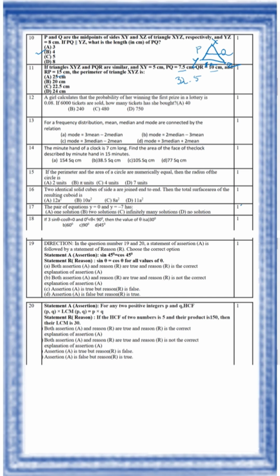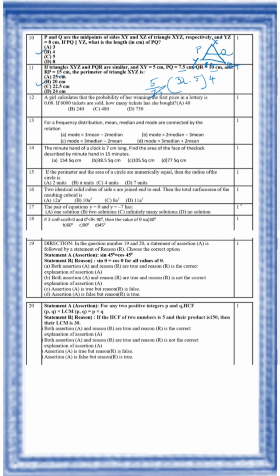We know that in similar triangles, the ratio of the perimeters of two similar triangles is the same as the ratio of the corresponding sides. Ratio of the corresponding sides is 5 by 7.5. So 5 by 7.5. Here 7.5 into 4, approximately, is 32.4. 5 into 4 is 20. So option B is correct.